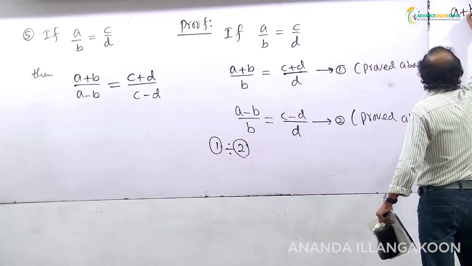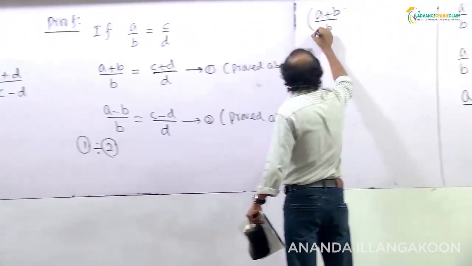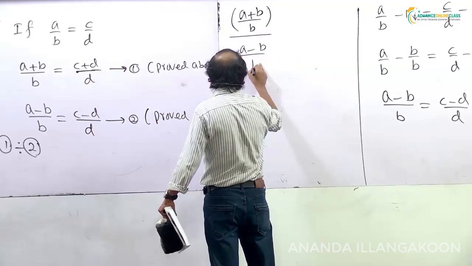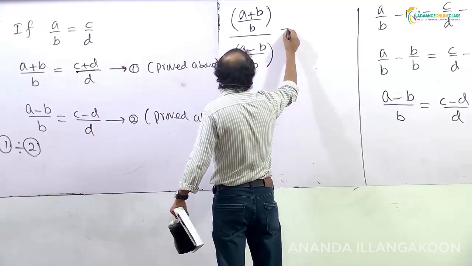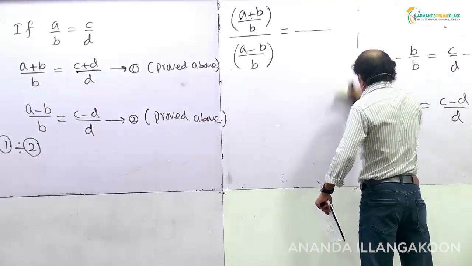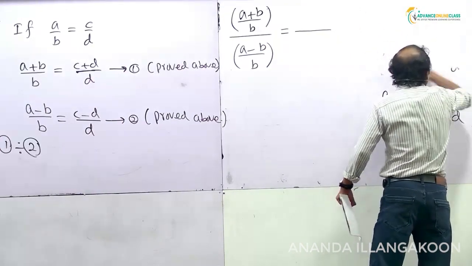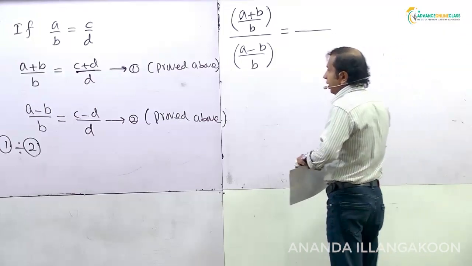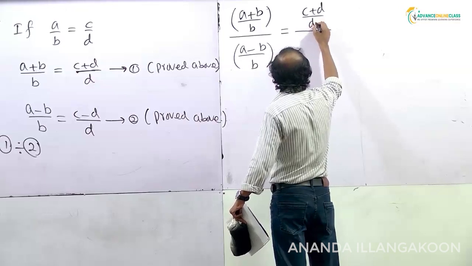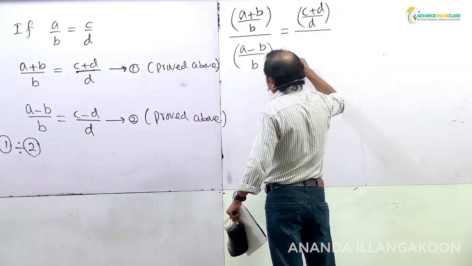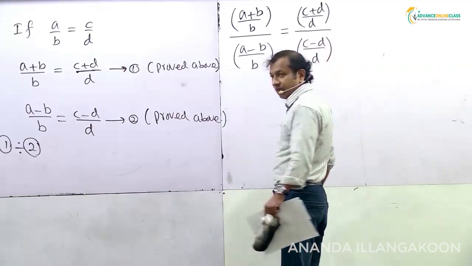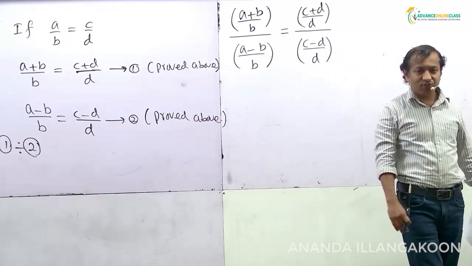A plus B over B should be divided by what, people? A minus B over B is equal to C plus D over D divided by C minus D over D. We did. Now let's see how to simplify.